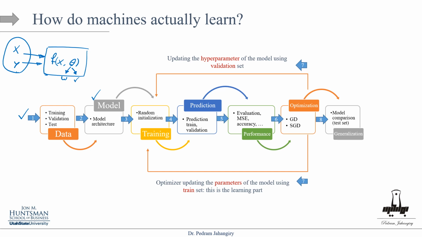The next step is to initialize these values for parameters and hyperparameters, and we do it randomly. So random initialization. We say, okay, W can be some random numbers.